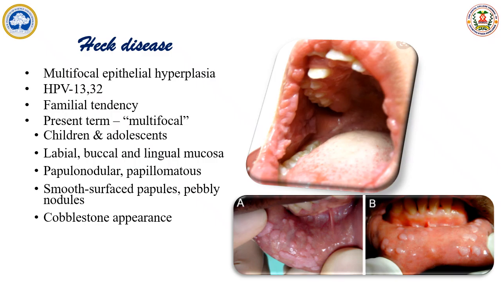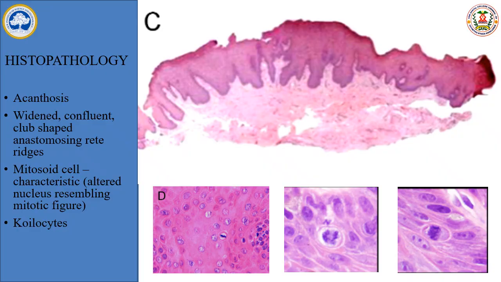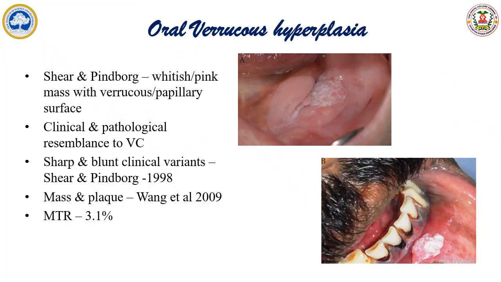Moving on to Heck's disease, it is also called multifocal epithelial hyperplasia. You see multiple papules and nodules coalescing together and giving you a cobblestone appearance. The typical histopathological presentation here is that you see mitosoid cells. What are they? They are altered cells with nuclei resembling mitotic figures. And you see these confluent club-shaped anastomosing rete ridges due to coalescing of the papules that you saw in the oral cavity.